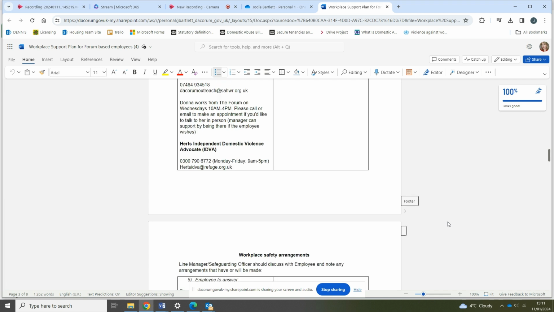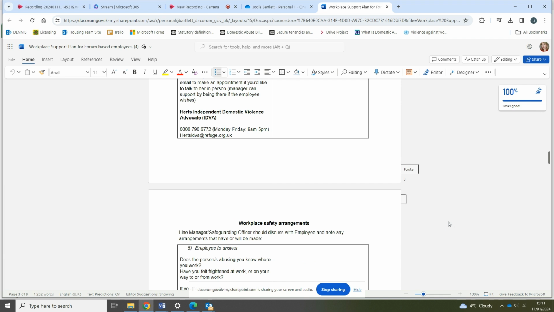You'll also see that we have the details for the Herts Independent Domestic Violence Advocates, otherwise known as IDVA. IDVAs typically work with victims who are at high risk of harm or violence. And you'll remember that I mentioned it's not necessary for you to be able to assess risk when responding to an employee disclosure. That is really what specialists are there to do. So if you are unsure of who to refer to, you can refer to either of those services, and you can rest assured that they will direct onwards to the appropriate service to provide ongoing support, depending on what the level of risk is at that time.